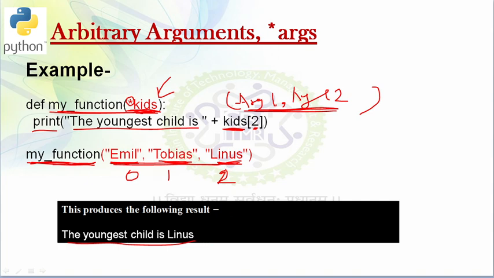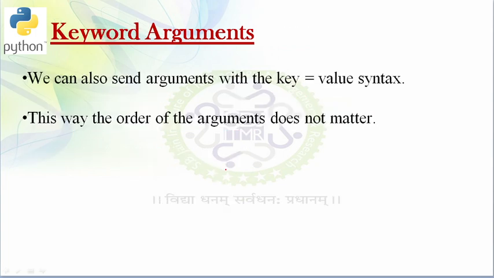So what I basically want to say is, we can pass any list to the function, we can pass any tuple to the function, we can even pass any dictionary to the function, and since the size of the list may not be fixed, in that case we can make use of arbitrary arguments.